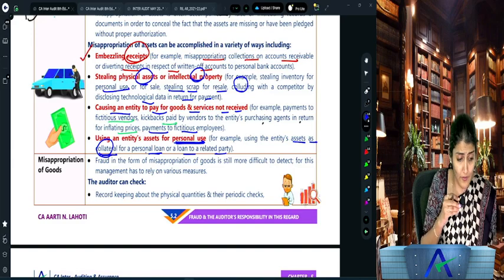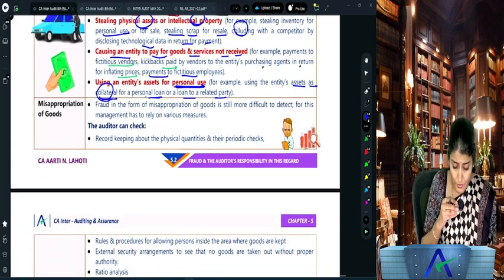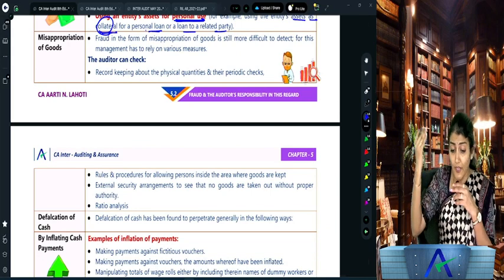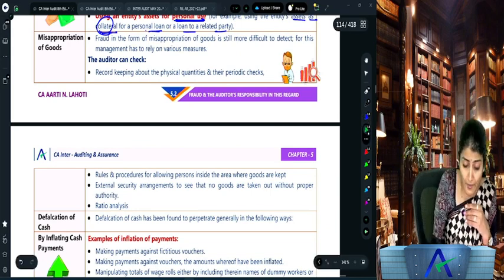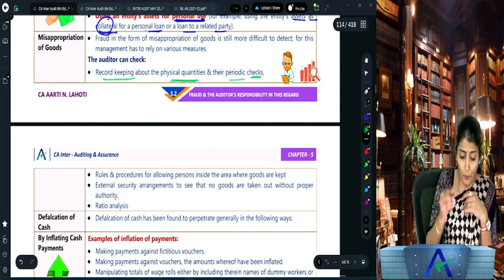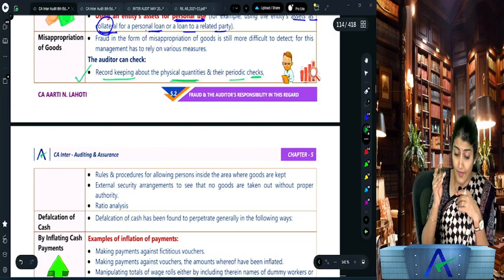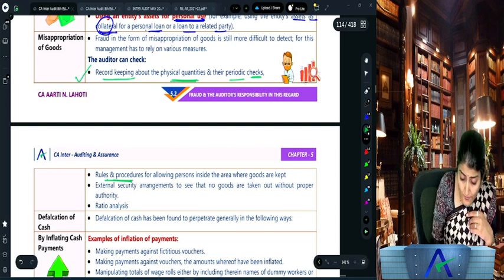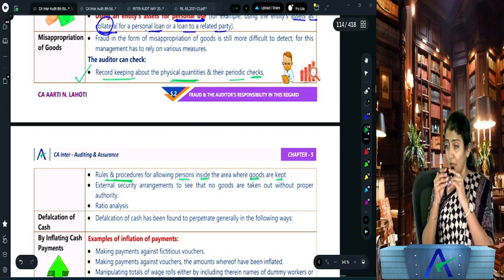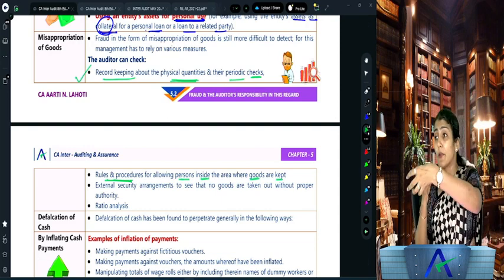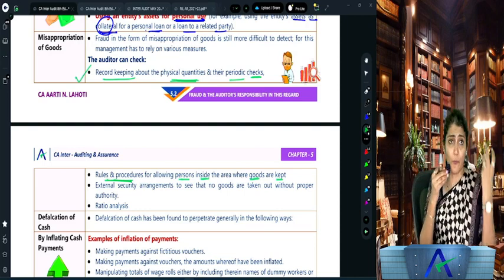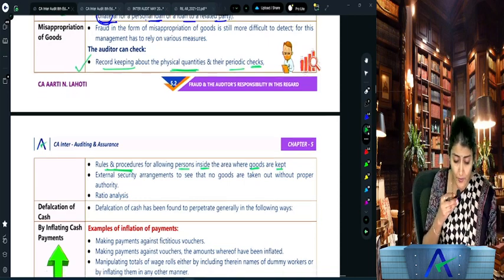Yes, so for that, what should the auditor check? Whether they are doing periodic physical verification, that is, record keeping about the physical quantities and their periodic check. So one, whether there is record keeping. Second, you need to check the rules and procedures for allowing people inside the area where the goods are kept. Any person of the company cannot enter the warehouse, godown or factory and dispatch goods from there. So there should be access control in that case.